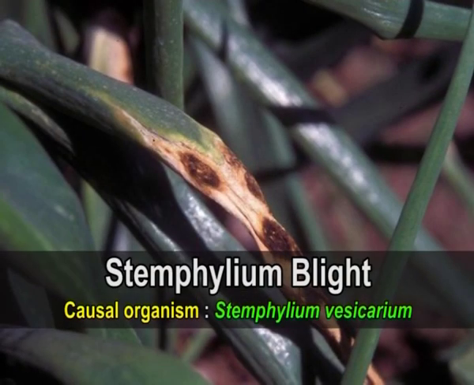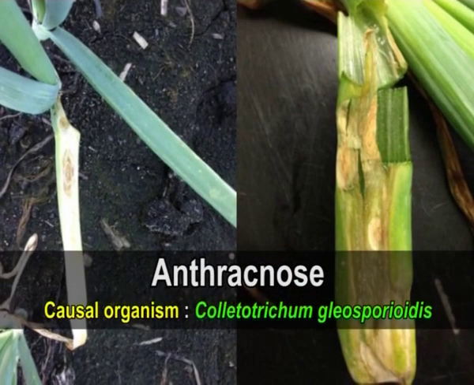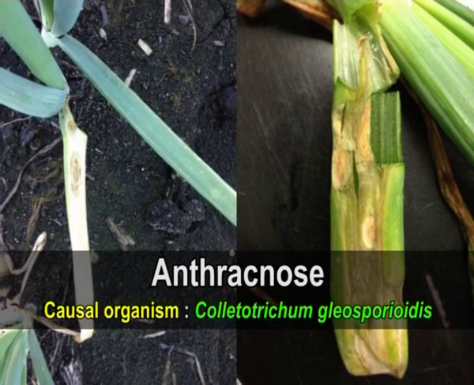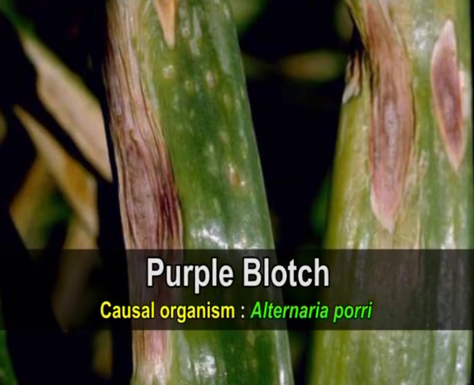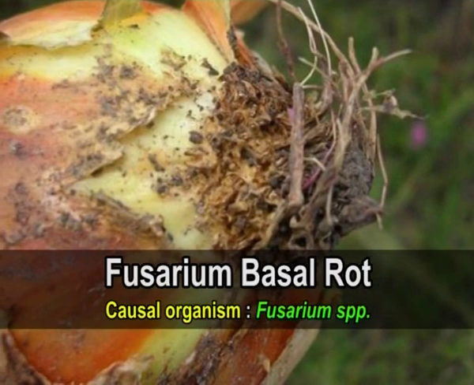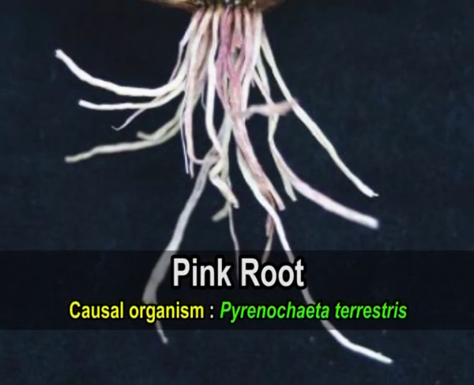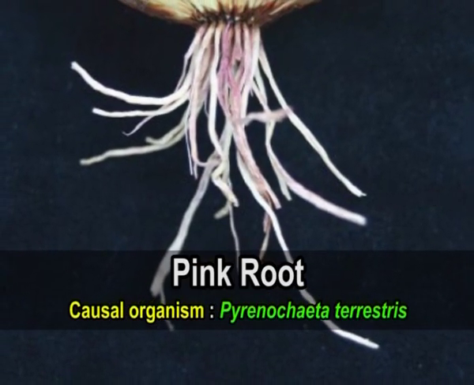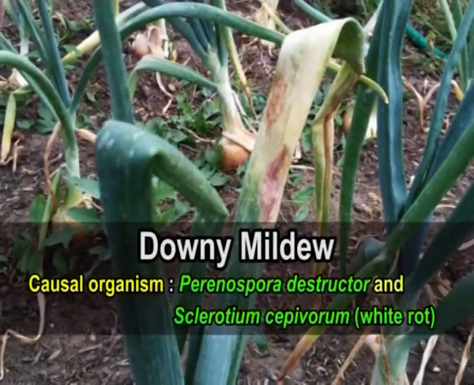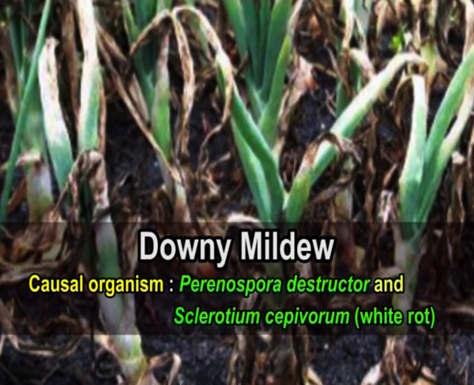Important fungal diseases that are responsible for low production in India are stemphylium blight, Stemphylium vesicarium; anthracnose, Colletotrichum gloeosporioides; purple blotch, Alternaria porri; Fusarium basal rot, Fusarium species; pink root of onion, Pyrenochaeta terrestris; downy mildew, Peronospora destructor; and Sclerotium cepivorum, white rot.